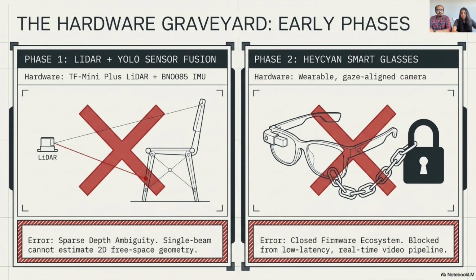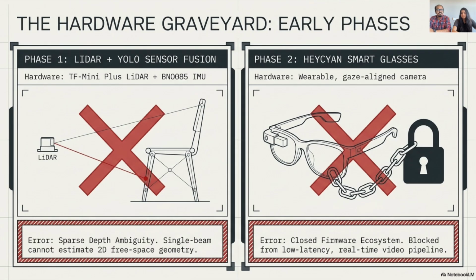So, next up, the hardware graveyard. The early phases. Phase 1 and 2 architectures failed before we got to the correct one. I want to summarize them because every design decision in the final system is a direct response to something that broke here. Phase 1 was LiDAR plus YOLO sensor fusion. TF Mini Plus single beam LiDAR, BNO85 IMU, webcam stream for YOLO. The camera tells us what, LiDAR tells us how far it is, and the IMU compensates for the user's position.